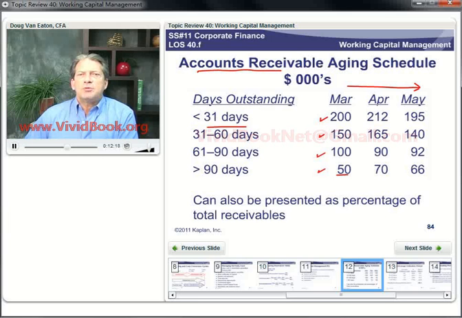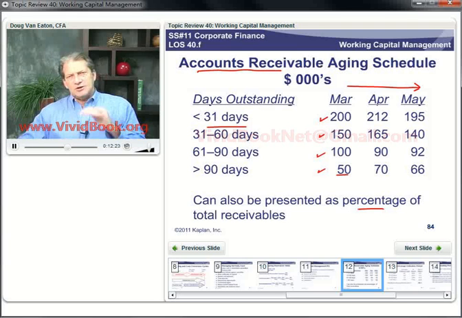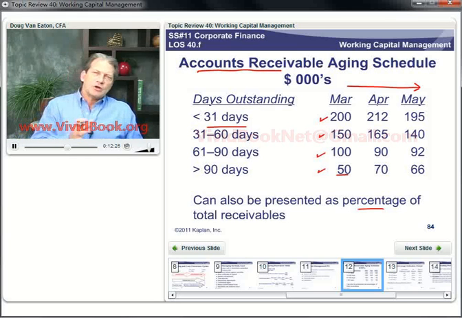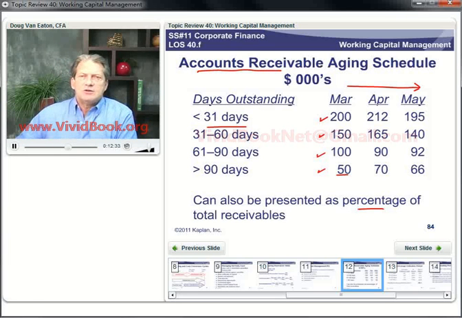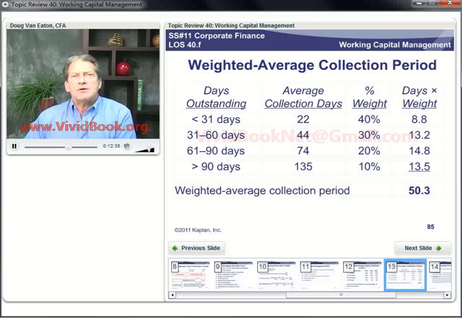This can also be presented as a percentage of total receivables. So you could see the percentage in each category, and you could look across time and see if that greater than 90-day number was creeping up on you or other significant changes that you should be aware of. Now here we have another way of looking at this called the weighted average collection period. So here, of all our outstanding accounts receivable that are less than 31 days old, what's the average number of days?